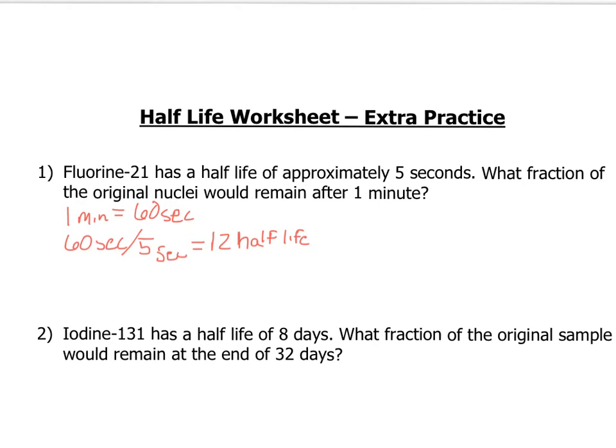To figure out the fraction of what's left, we need to set up 1 over 2^n, n being the number of half-lives. If we calculate 2^12, we end up getting 1 over 4,096. So our fraction would be 1/4,096 of the original amount would be remaining.